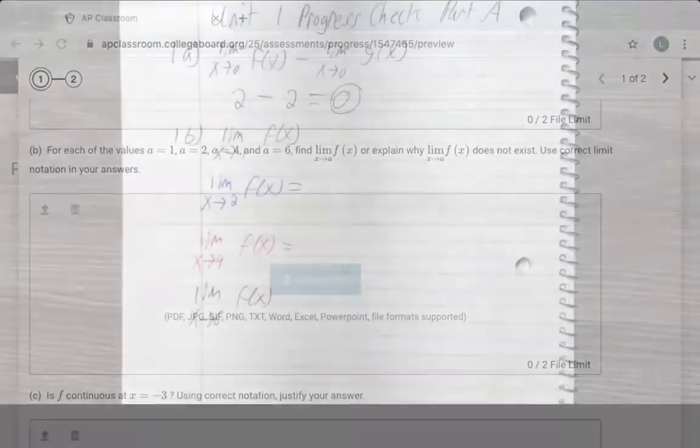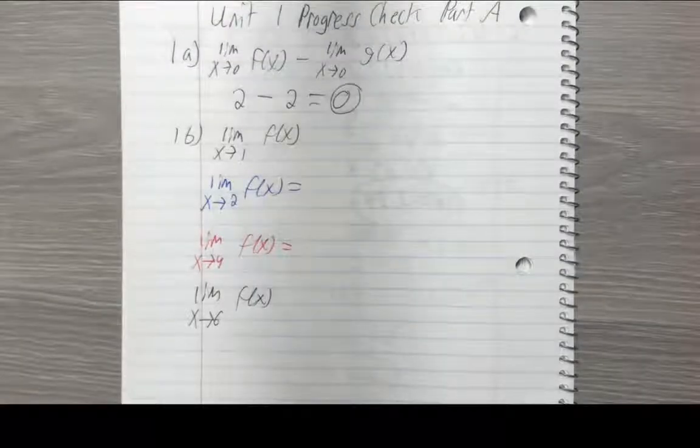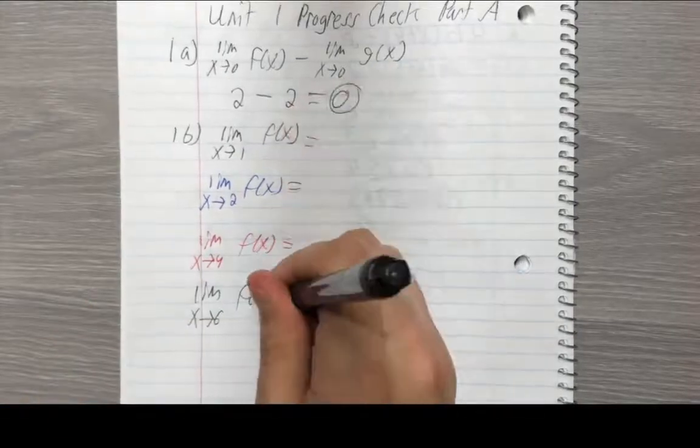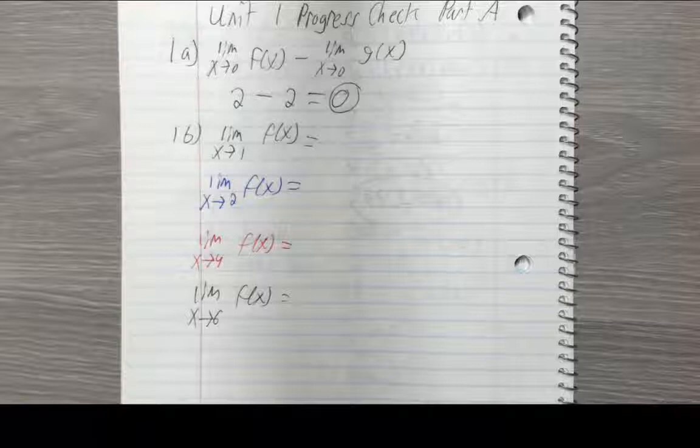You can see on my camera here, on my piece of paper, I just split it up like that. We have the limit as x approaches 1 of f of x, the limit as x approaches 2, the limit as x approaches 4, and the limit as x approaches 6. Starting off with that, I feel like it's a good way to separate these so we can process them a little bit better.